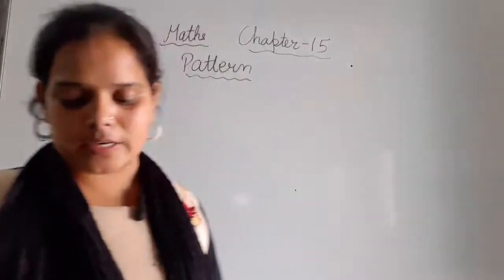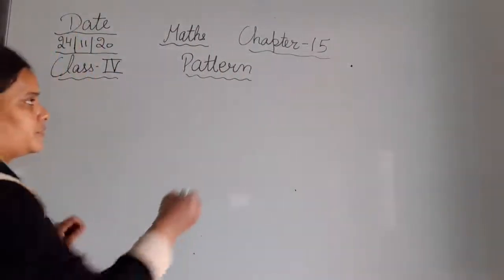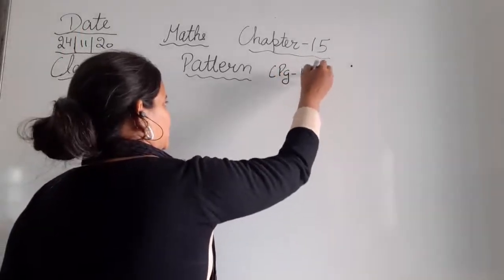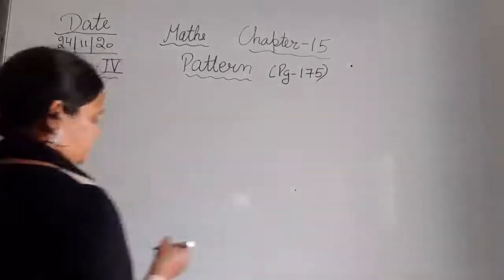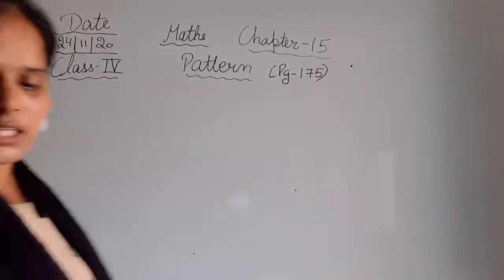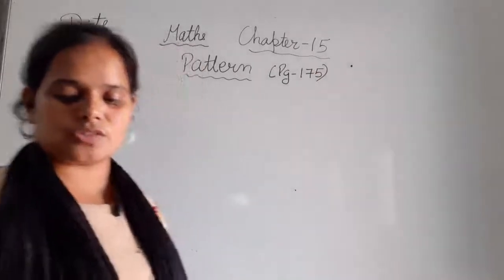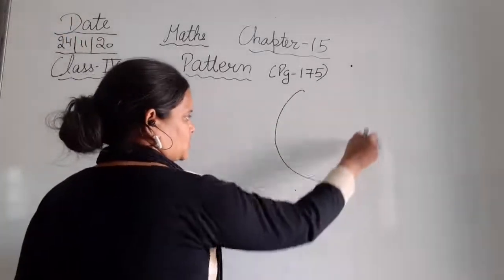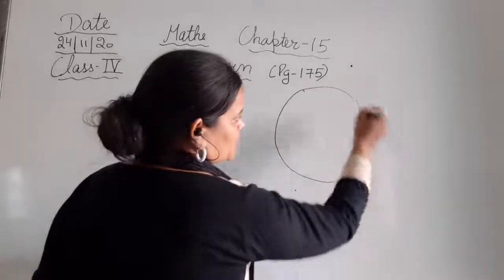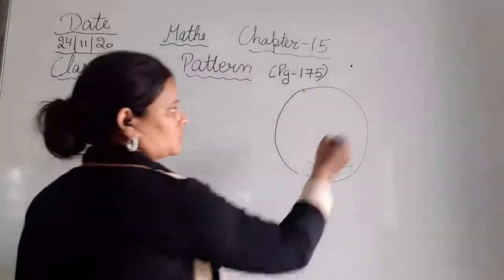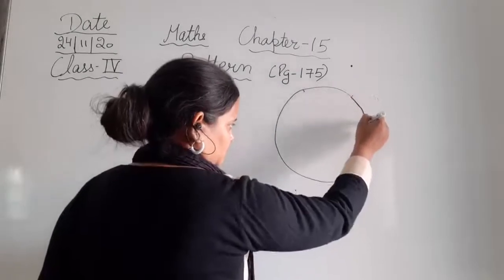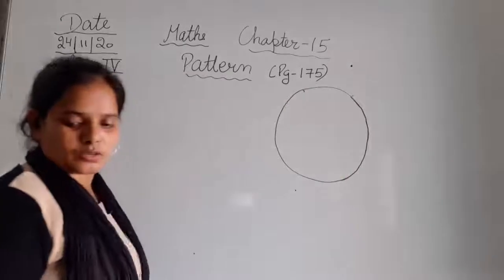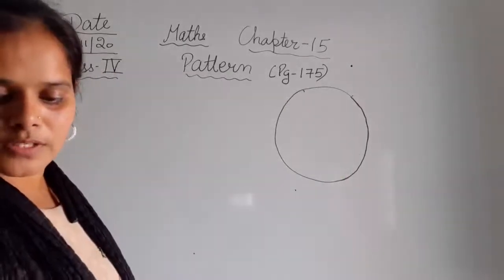That is given at page number 175. As we can see here, a figure is given which is drawn like this. There is a circle given there, so I am just drawing the circle. After that it is divided into 1, 2, 3, 4, 5, 6, 7, 8.